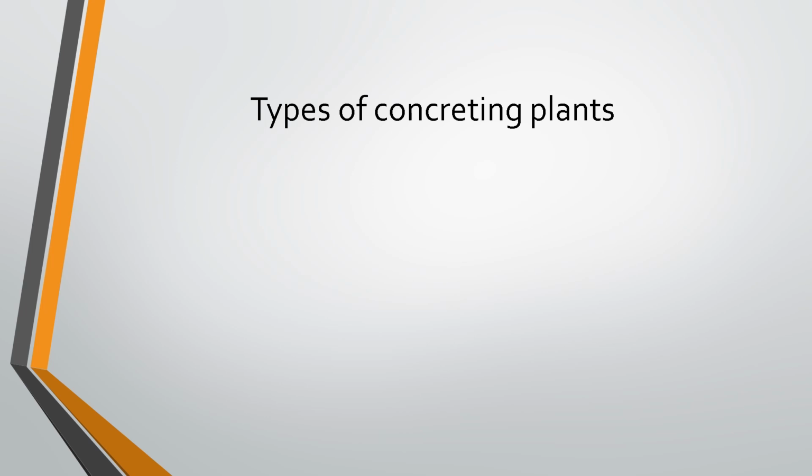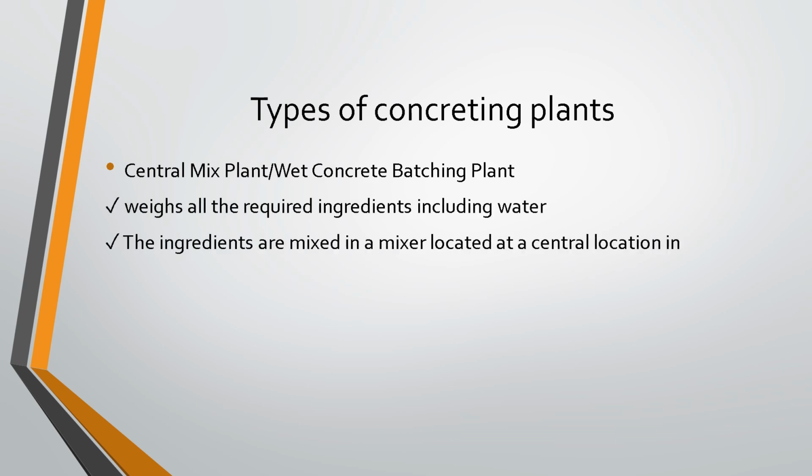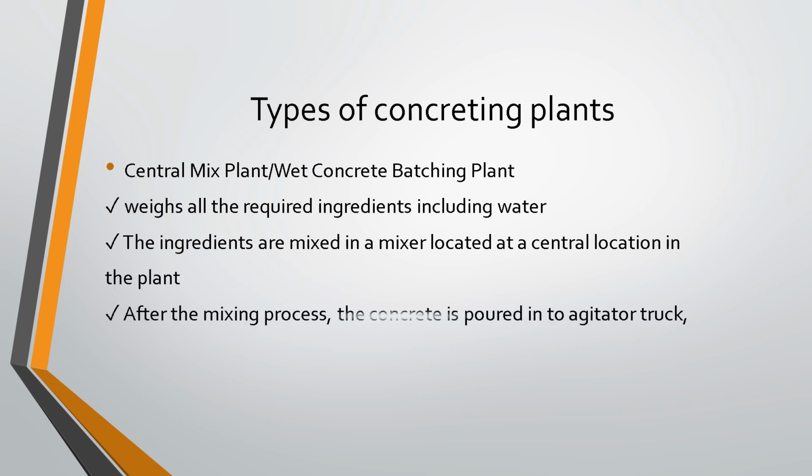The type number 2, we have central mix plant. Central mix plant or a wet concrete batching plant weighs all the required ingredients including water. The ingredients are mixed in a mixer located at the central location in the plant. After the mixing process, the concrete is poured into an agitator truck.